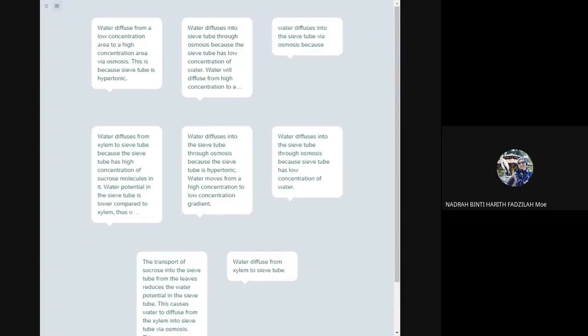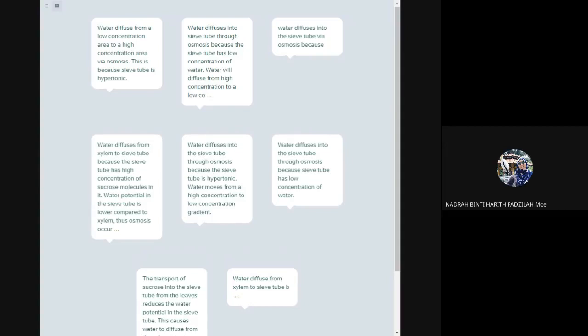So ada beberapa sentences yang kita boleh guna, beberapa terms yang kita boleh guna untuk explain. So usually this kind of question, the marks given is 2. So any 2 of the, I think around 5 sentences that I mentioned, yeah.